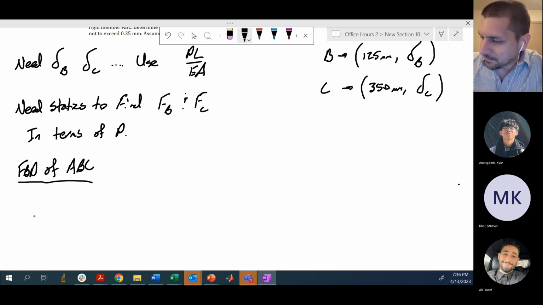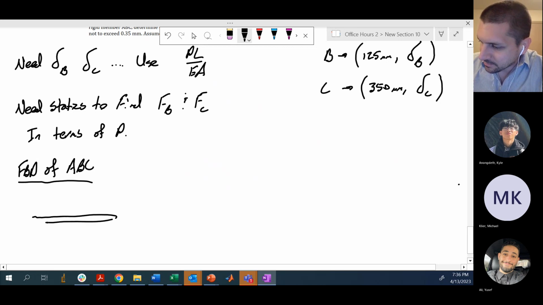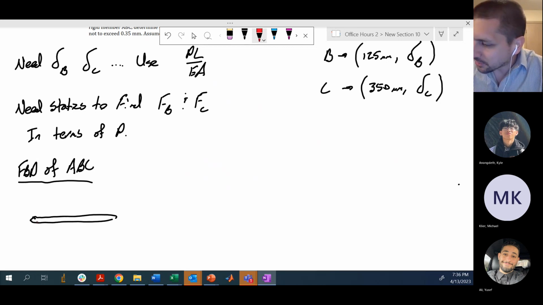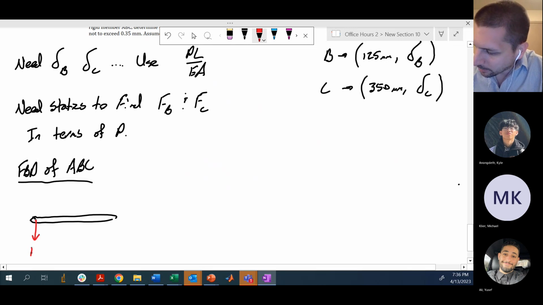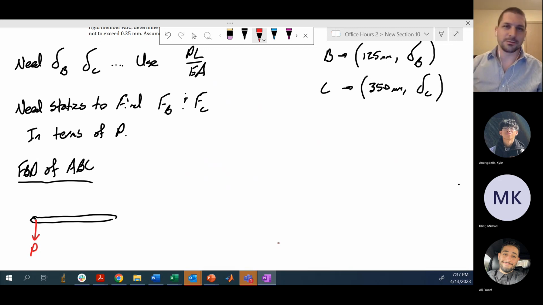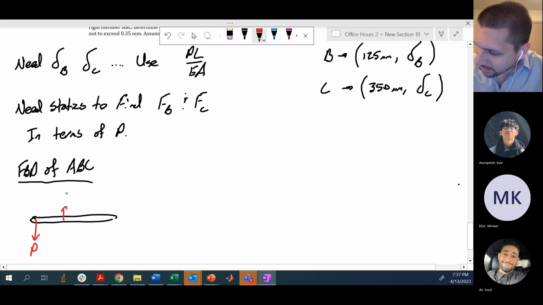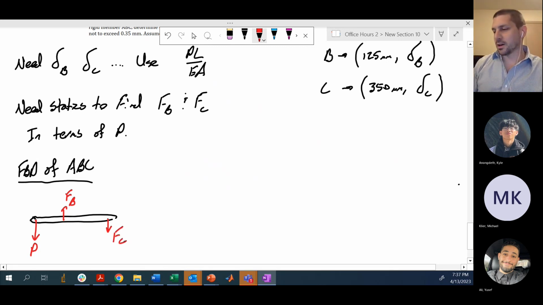So let's go back to ABC. Here's our member ABC. Pretty straightforward here. We're going to load this with an unknown amount P. Remember, we're not dictating this problem, we're trying to solve for that unknown load P. We need to make sure that it doesn't deflect point A down more than 0.35 millimeters. Here we have the force at B, and here we have, I don't know if it's going to be up or down, but let's just say the force at C. Let's work through this.